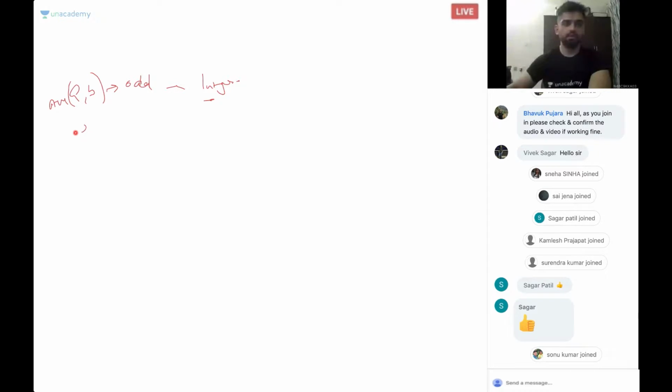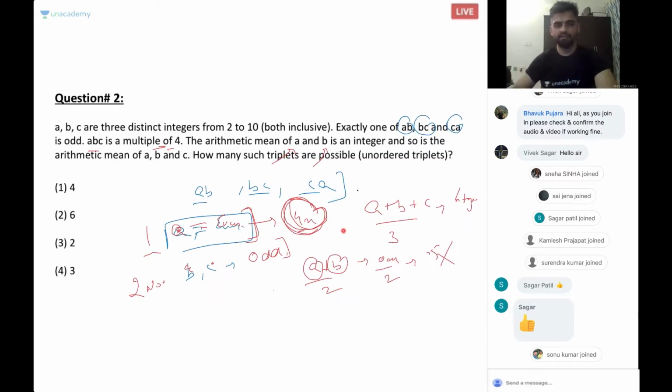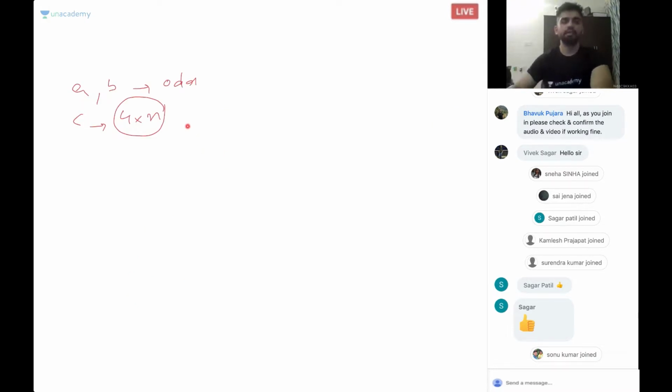Okay, so A and B are odd and C is even, also a multiple of 4. 4 into some number is C. Now it's given in the question that these numbers are distinct integers between 2 and 10, both inclusive, right? And C is a multiple of 4. That means C can be either 4 or 8. C cannot be any other value.